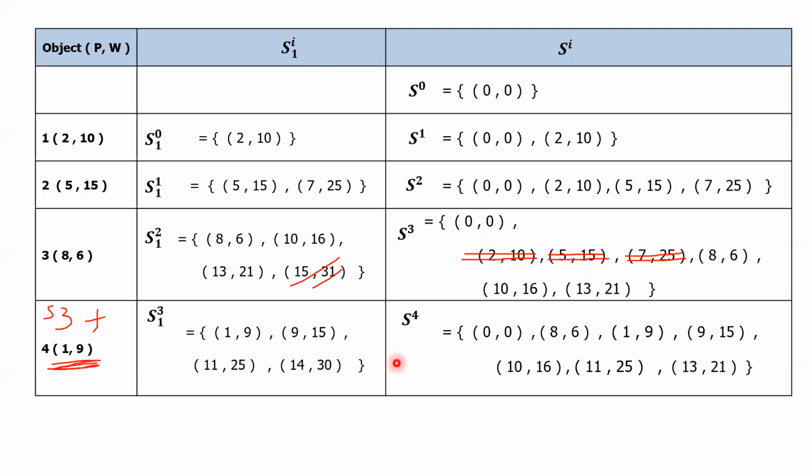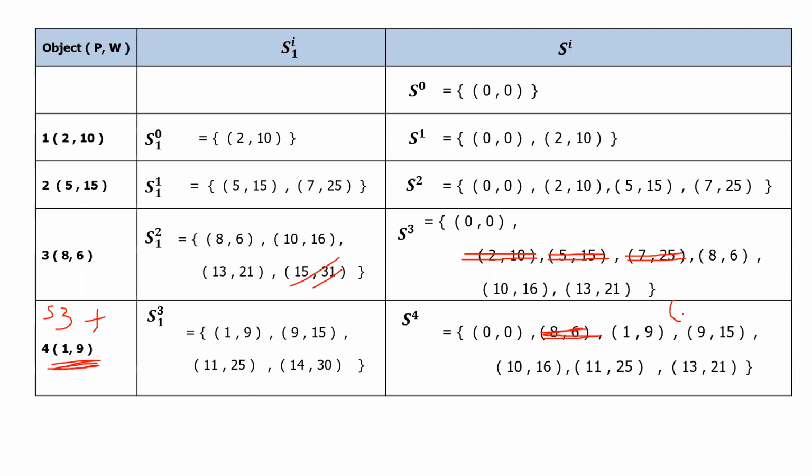Now, you are going to formulate finally S4, which is the merging of S3 and S31. I'll try to merge these two, and while writing, I have to write them in order. That also you have to remember. So I have written 0, 0. Then I have to write 1, 9.